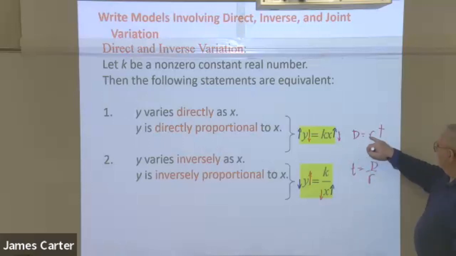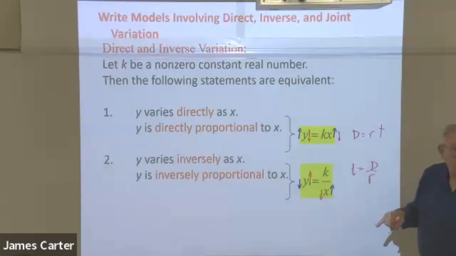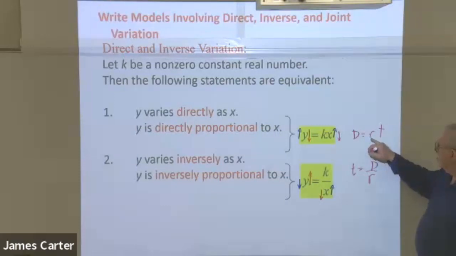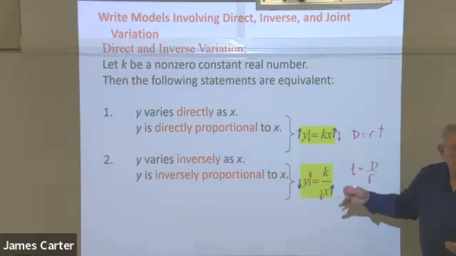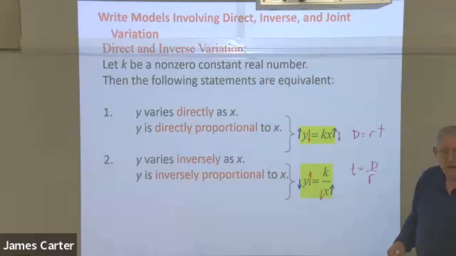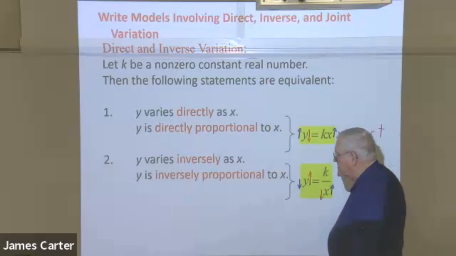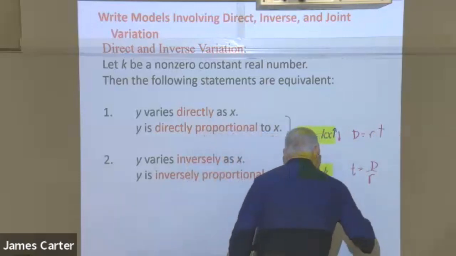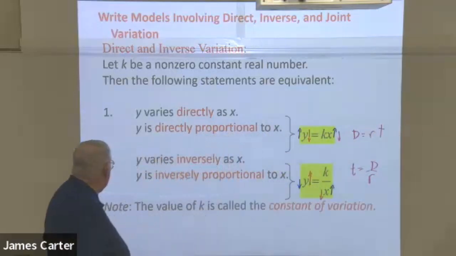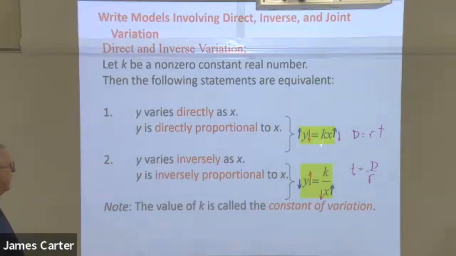Here, this one just says, how far can I go if I drive this fast for that long? If I drive faster, then it'll take me farther. If I drive slower, it will take me shorter. And so that fits this pattern, and that's kind of how these things work. In this case, the K is the constant of variation.